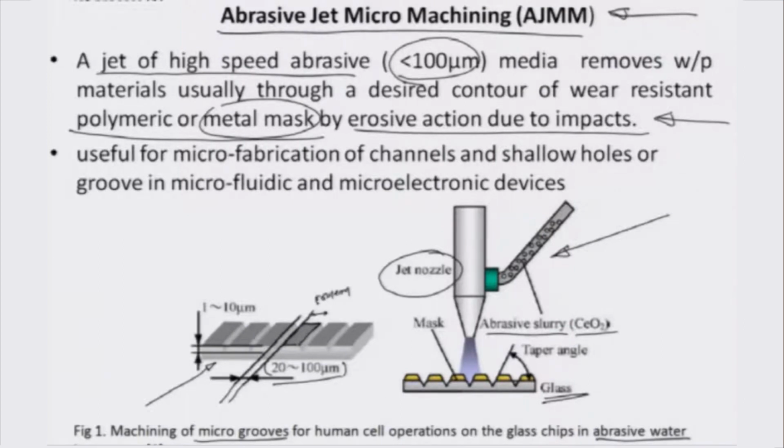Also, what is important for us to understand is that the depth of machining obtained in such abrasive water jet based machining is about 1 to 10 microns. So the resolution is very fine, and you can call this a microstructure. So you have 1 to 10 micron depth, 20 to 100 micrometers width, separated by a space of about 500 microns on a glass substrate being made by an abrasive jet.